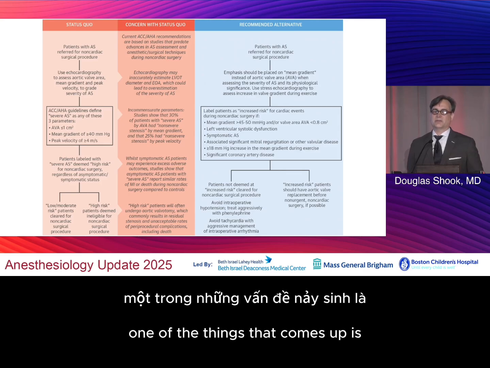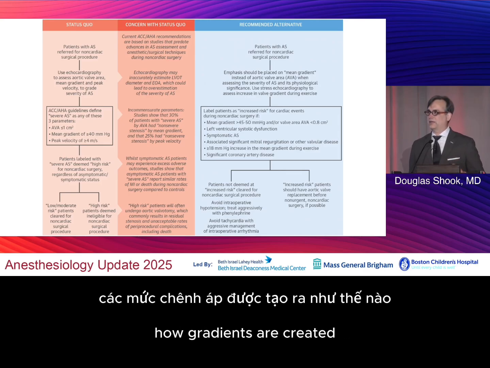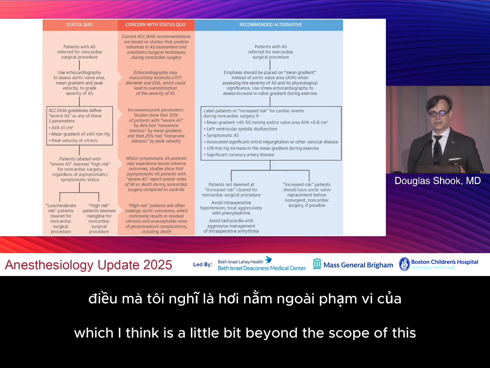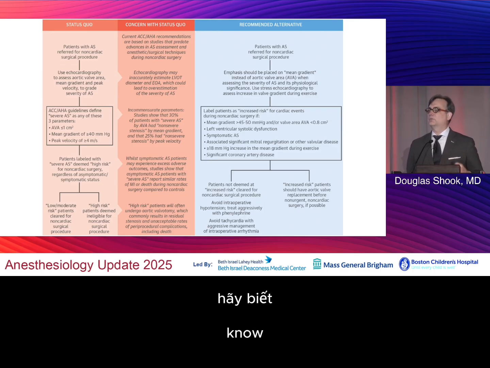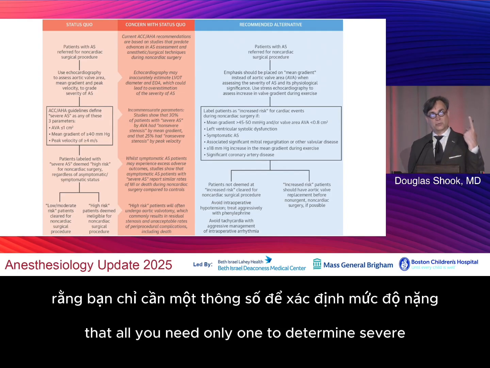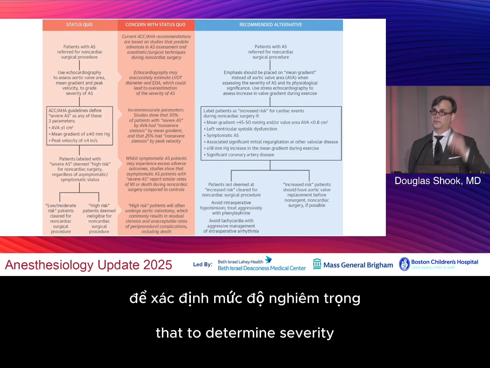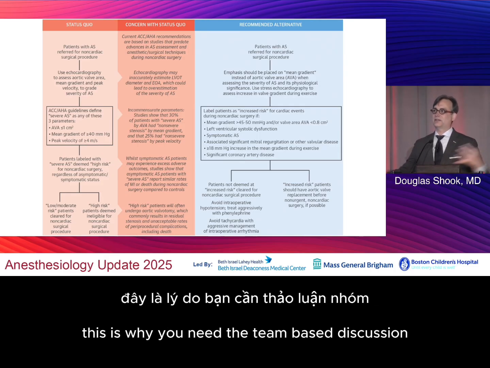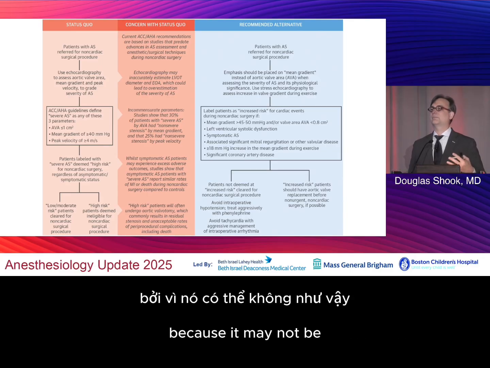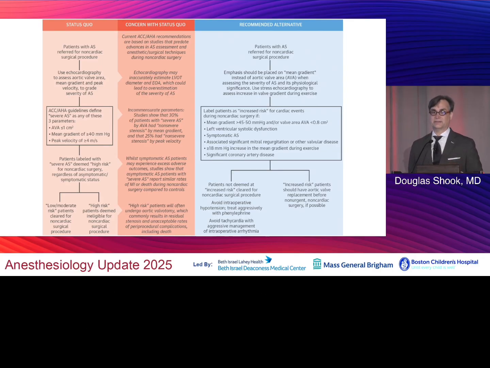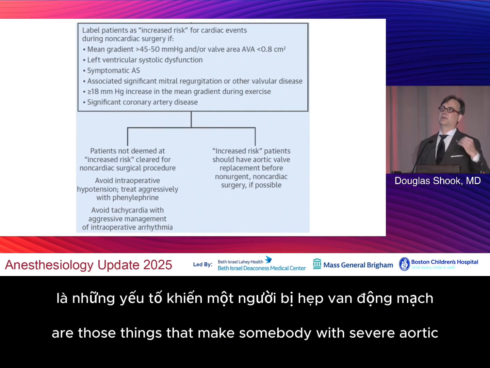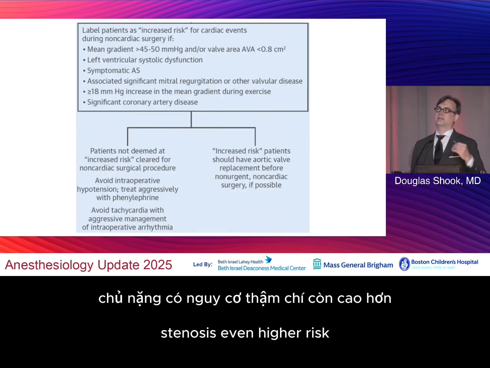One of the things that comes up is it goes through the dogma of how gradients are created, why you get that dissidence between the different parameters, which I think is a little bit beyond the scope of this lecture. Know that there can be dissidence between the parameters. Know that you need only one to determine severity. But because of that dissidence, whatever parameter that ends up being, this is why you need the team-based discussion, because it may be more severe than you realize or less. But the key piece is, what are those things that make somebody with severe aortic stenosis even higher risk?